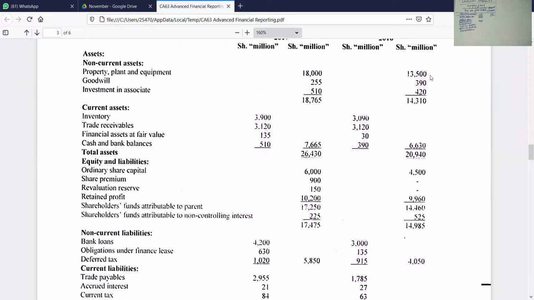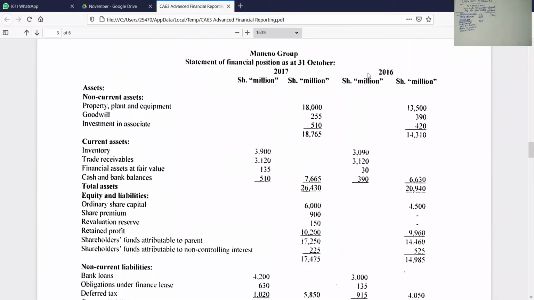So at the start, I mean 2016, because this is the end of 2016, which is the opening of this year ending 31st October 2017. After 31st October 2016, we moved to 1st November 2016, which is the start of the year ending 31st October 2017. That's why the transactions of 2016 will be my balances brought down.